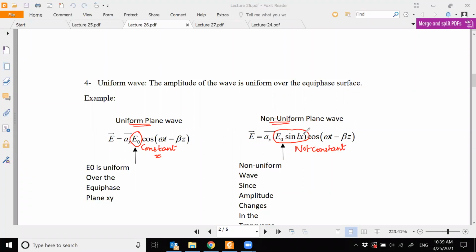See, E0 sin(Lx). So therefore, if you move in the XY plane, the amplitude is not the same. Although the phase is the same, the amplitude is changing. It's a function of my spatial coordinates. That's why it is called a non-uniform plane wave. So, uniform and non-uniform plane waves.